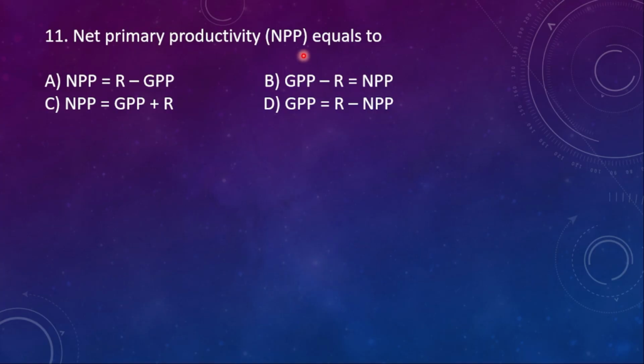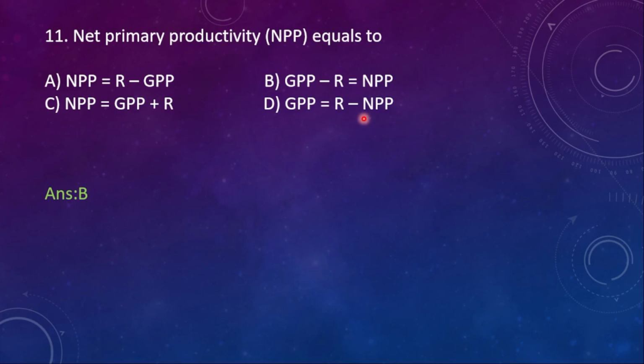Net primary productivity, NPP equals to: A. NPP equals R minus GPP, B. GPP minus R equals NPP, C. NPP equals GPP plus R, D. GPP equals R minus NPP. And the right option here is answer B. The right option is what? Answer B, that is GPP minus R equals NPP.